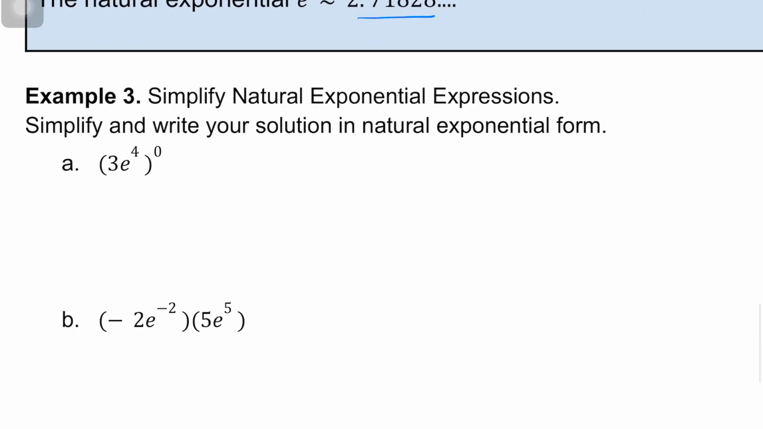So in the first example here, we're asked to find 3 times e to the 4 raised to the 0 power. Well, remember that anything raised to the 0 power is going to be 1.